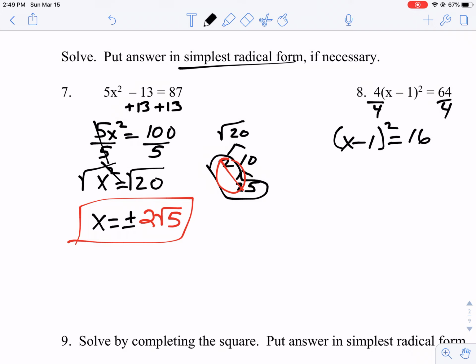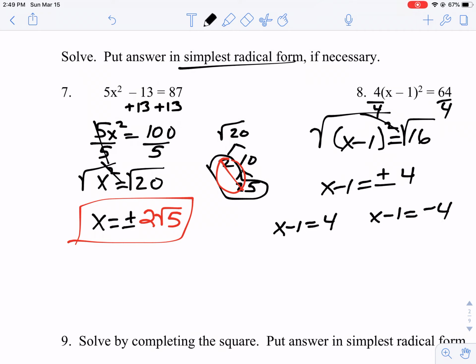And now that package is by itself, so I can square root both sides to get rid of the square. That leaves me with an x minus 1 equals a positive and negative. The square root of 16 is 4. So I don't have to simplify it. It just comes out to be a 4. Now that I don't have square roots left in my answer, I need to separate my answers. So x minus 1 could equal a positive 4. X minus 1 could equal a negative 4. So when I add 1 to both sides, x is 5. If I add 1 to both sides, x comes out to be negative 3.